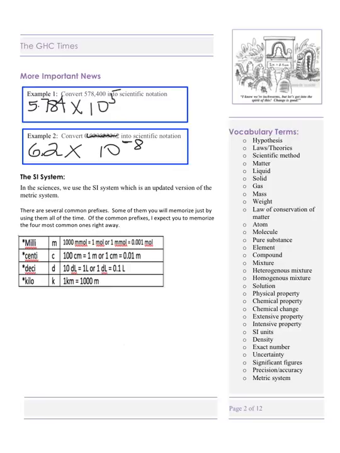So please become comfortable with this notation. You will be using it a lot this semester. There are also some videos available for you to watch if you still need extra help. Okay, so let's talk about the SI system.